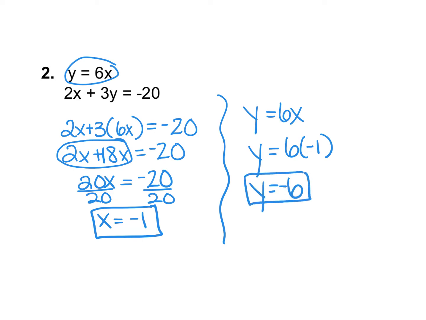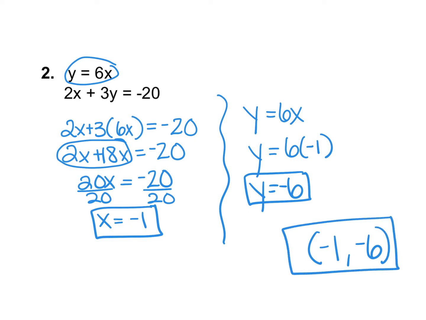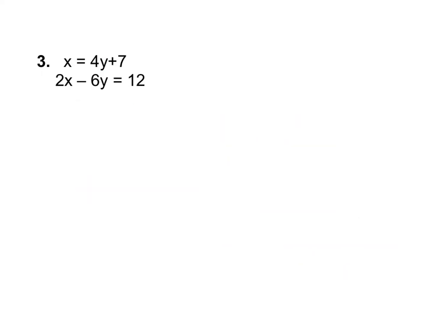All right, so once you have both the x and the y, the solution to this system of equations is negative 1 for x and negative 6 for y. And so this here, (negative 1, negative 6), is the solution to that system. All right, so question number 3, we have x is equal to 4y plus 7, and then we've got the equation 2x minus 6y is equal to 12.